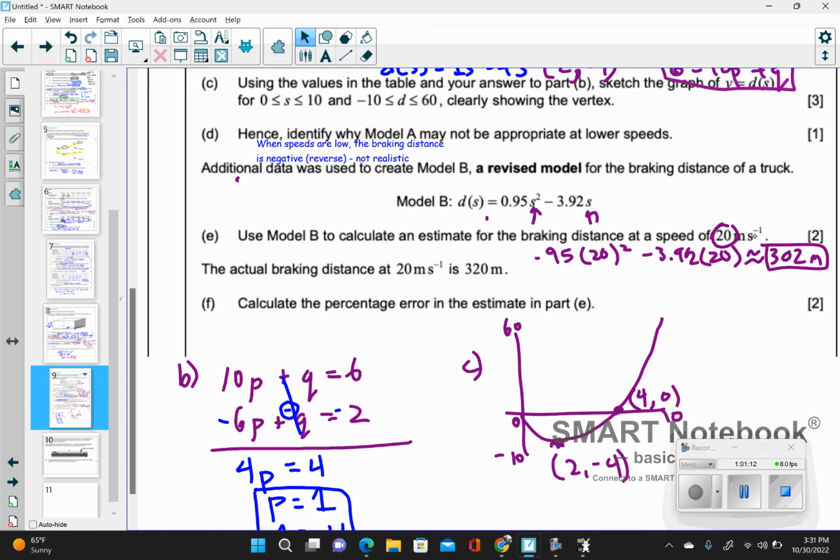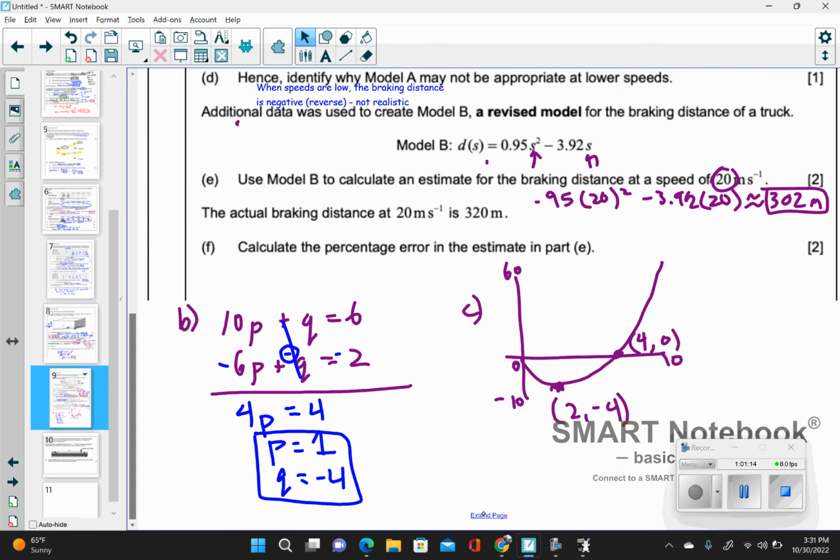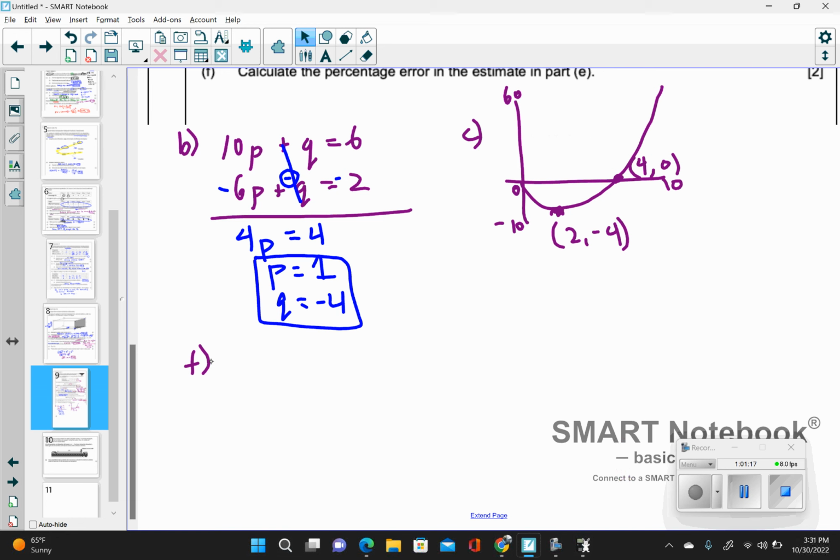For part F, it says calculate the percentage error. So that formula is in your formula booklet. That is the absolute value of, there's an exact, so VE, which is equal to 320, right? Because it told us that the actual braking distance at 20 meters per second is 320, and then there is the approximate value, which we just got in the previous part, which was 301.6.